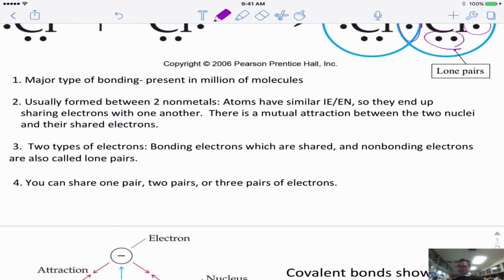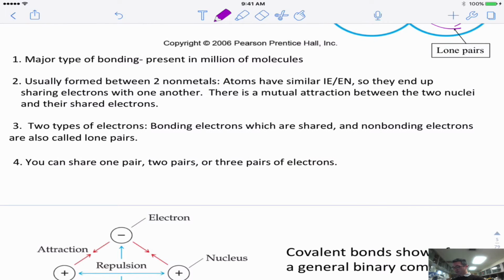In either case, they have similar ionization energy and electronegativity, so they're forced to share electrons. When we form a covalent bond, it's because the nuclei are attracting the electrons in the bond. There's also repulsion going on, but there's a balance between everything. We have a balance between the sharing of the electrons between the nuclei and the repulsion of the electrons by each other and the nuclei for each other.